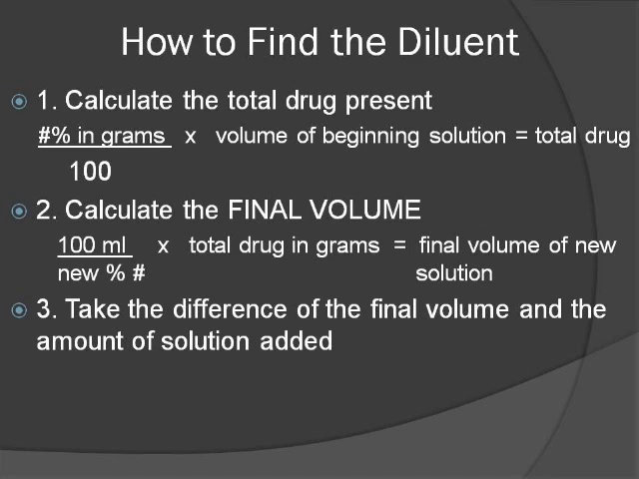Now the last step, step 3, we just take the difference between the final volume and the amount of solution that was added. That will give you the amount of diluent that you need. The amount of volume that was added, the question is going to give you. So you take the final volume we calculated and subtract what was being added, which is in the question. I know these steps might seem confusing to hear, so why don't we take a look at a video illustration on how to find the diluent.